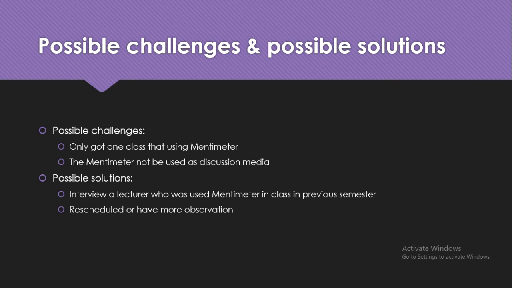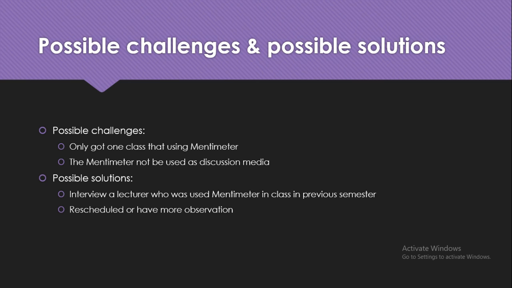Here are the possible challenges and possible solutions that I can predict, about what will happen when I want to gain the data in the future. The first possible challenge is that I may only get one class that uses Mentimeter. It is quite possible that in the next semester I just get one class that uses Mentimeter, and also that Mentimeter is not used as discussion media. It is very possible that I get a class that uses Mentimeter, but the lecturer uses it just as a game or as an activity outside of discussion.